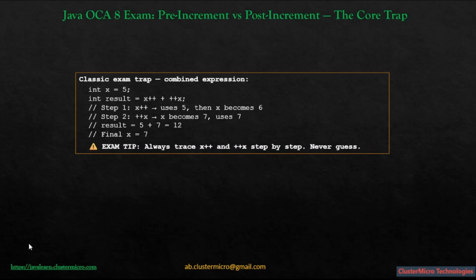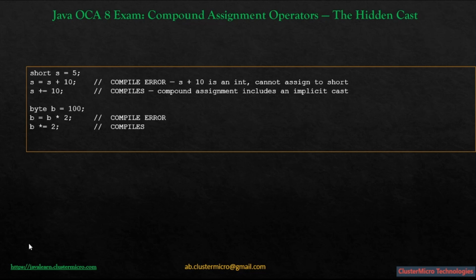Next we are going to discuss compound assignment operators, the hidden cast. This is a common Java exam trap involving small numeric types like byte and short. The issue arises when arithmetic operations promote the type to int, right? So suppose you have a variable declared as short s equals 5 and you try to write s equals s plus 10. Java first evaluates the expression s plus 10, and during arithmetic operations Java automatically promotes the operands to int. The result of the expression therefore becomes an int, not a short.